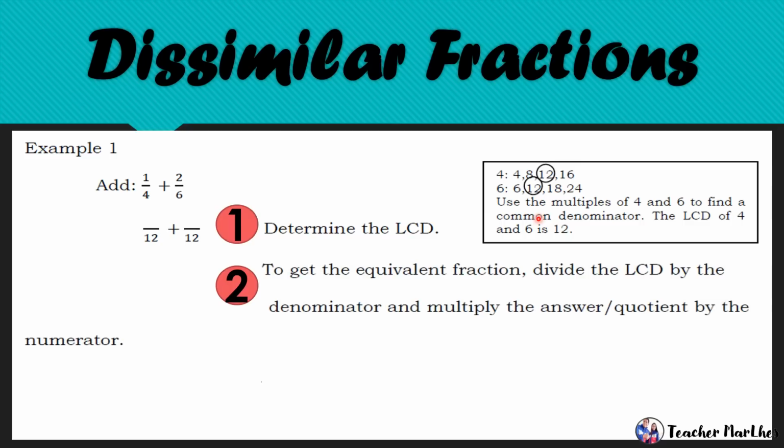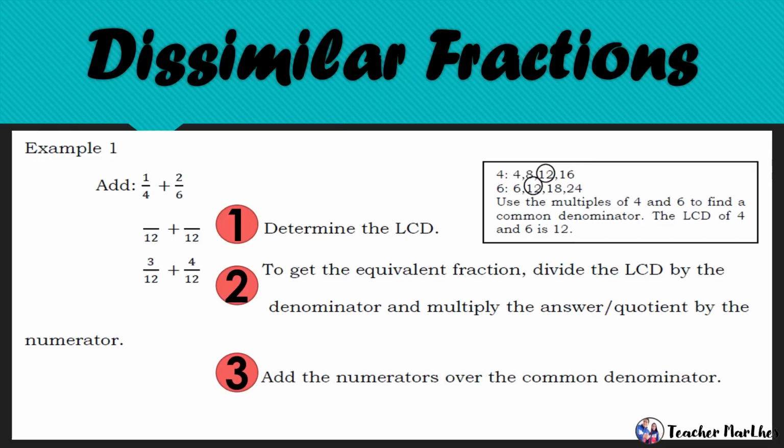So, step 2, to get the equivalent fraction, divide the LCD by the denominator and multiply the answer or quotient by the numerator. So, to get the equivalent fraction, we need to divide the denominator. So, 12 divided by 4 is equal to 3. Times 1 is equal to 3. Next is 12 divided by 6 is 2, times 2 is equal to 4.